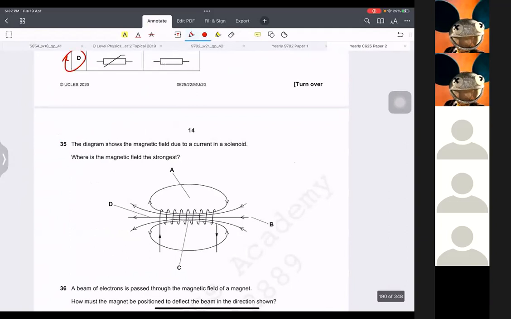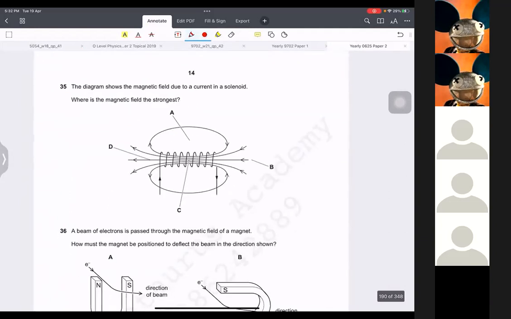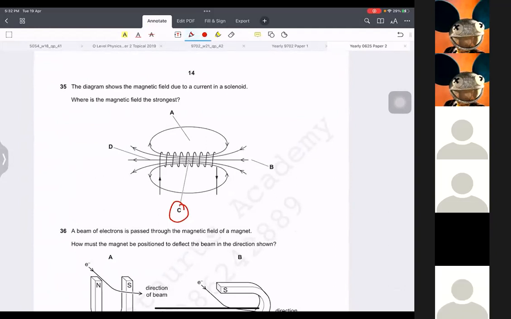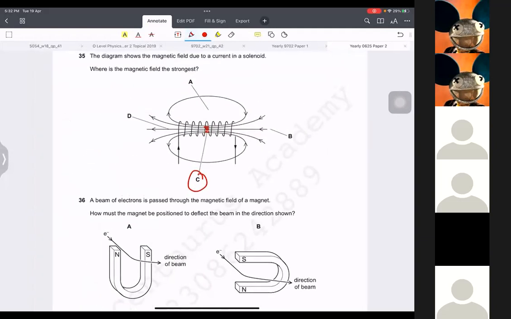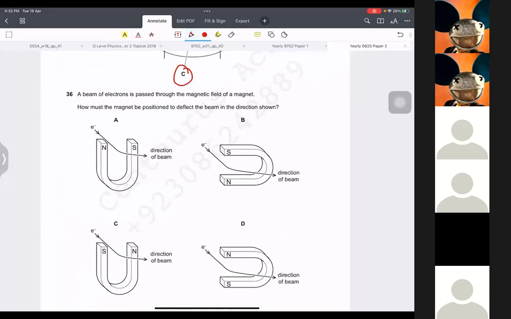Then, where is the magnetic field the strongest? It has to be C. Why do I know this? I'll tell you why. Because the closer the lines are, the stronger the field is. That's fine. Okay, the beam of electrons will pass through the magnetic field. Which is it? This one is B? Yes, sir.